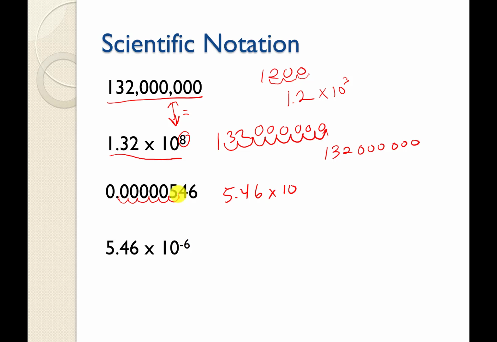Now we have to think about it this way. To get back to our original number, we have to move it 6 times to the left this time. Okay, we moved it to the right to come up with the scientific notation, but to get back to our original number, we have to move it to the left. So when it goes to the left, we use a negative number, 10 to the negative 6th. Okay, and that's exactly what we have here. So this is the scientific notation, and it equals the exact same thing as this number.